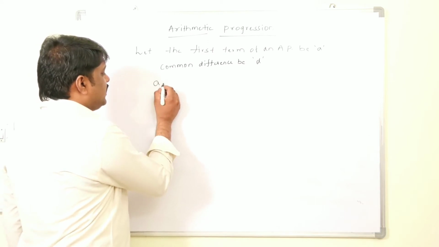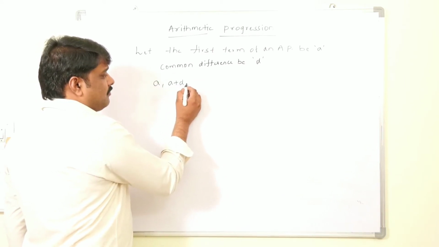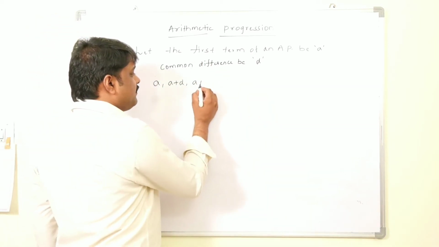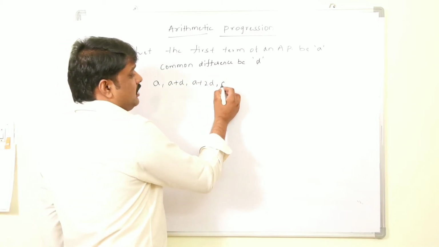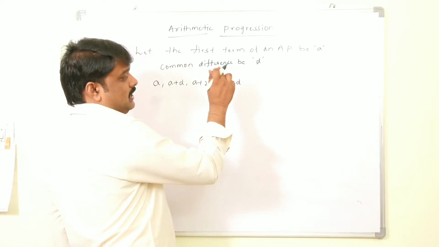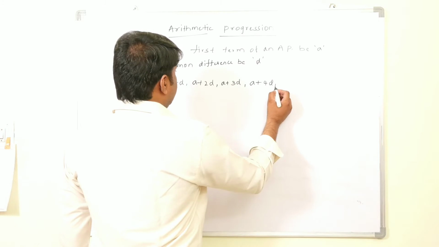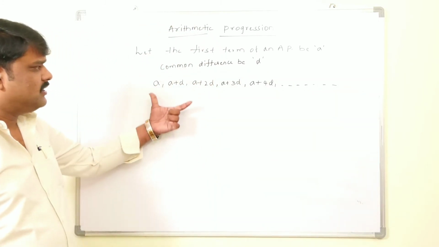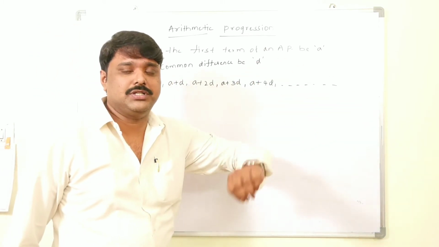Let us try to write the series over here. First term is a, and for the next term the difference needs to be added, so the next term is a plus d, then a plus 2d, and the next term 2d plus d, it is a plus 3d, a plus 4d, and so on like this. This is the general form of an arithmetic progression.